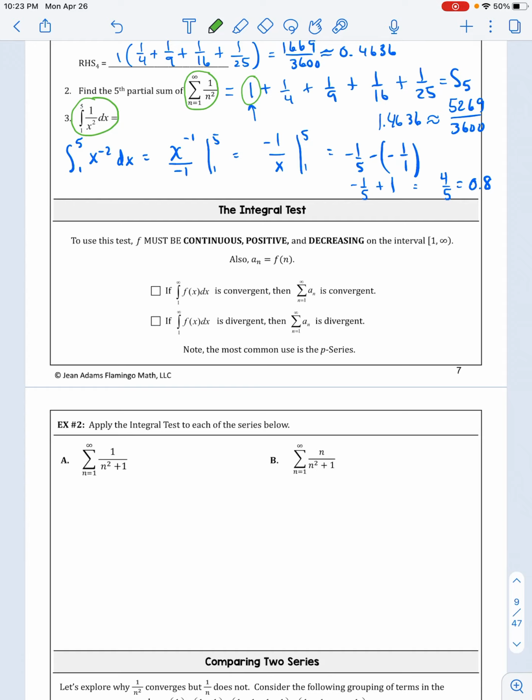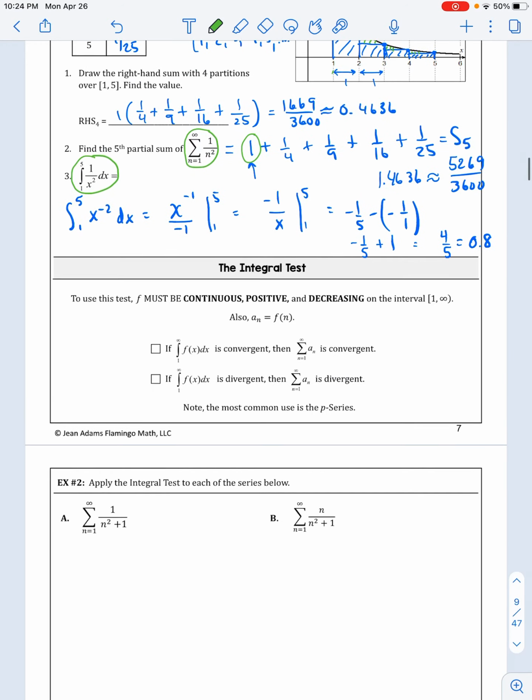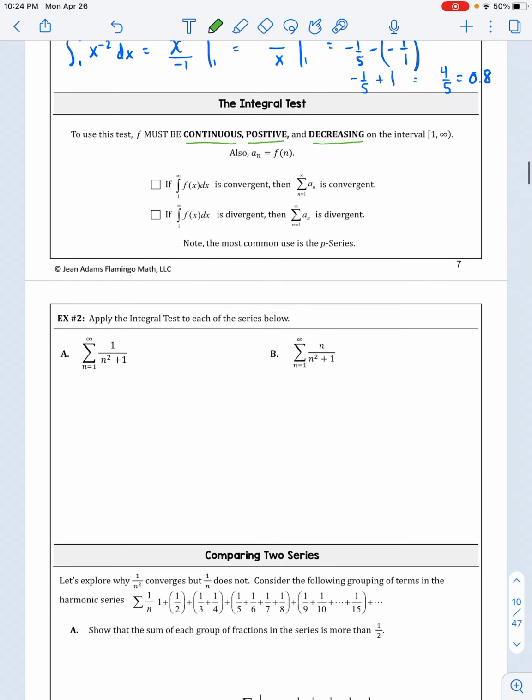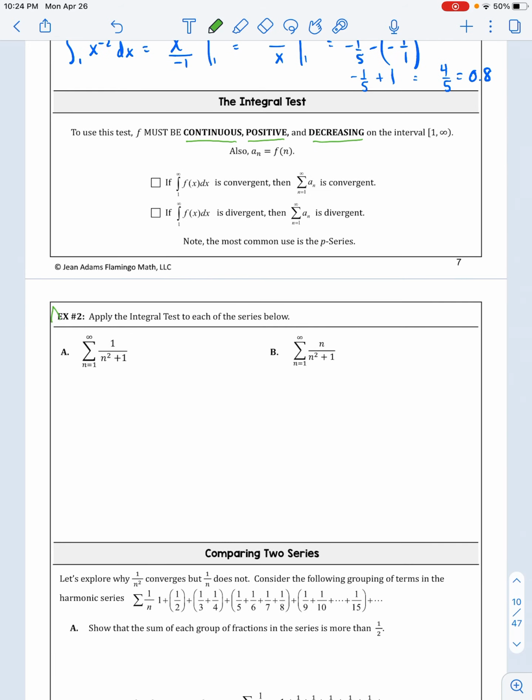Okay, so integral test. To use this test, f must be continuous, positive, and decreasing on the interval from 1 to infinity. So, and then if this integral from 1 to infinity of f of x dx is convergent, then the summation is convergent. If it's divergent, then the summation is divergent. Now, the only thing I did not talk about was checking, if you're going to use the integral test, checking to see that it's number 1 continuous, number 2 positive, and number 3 decreasing.